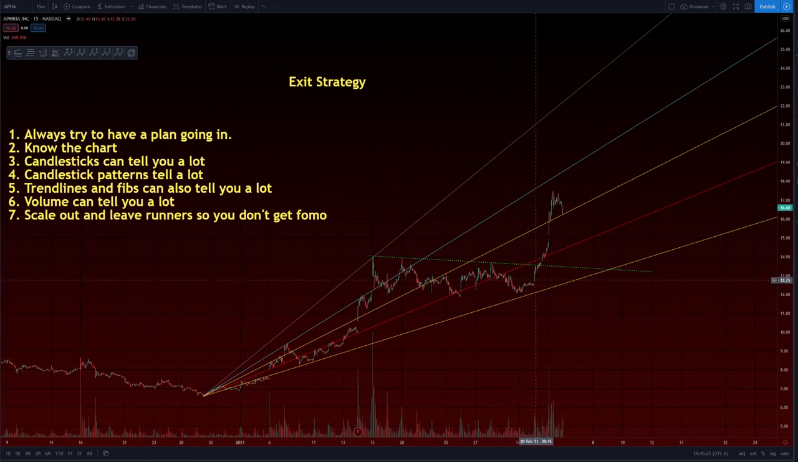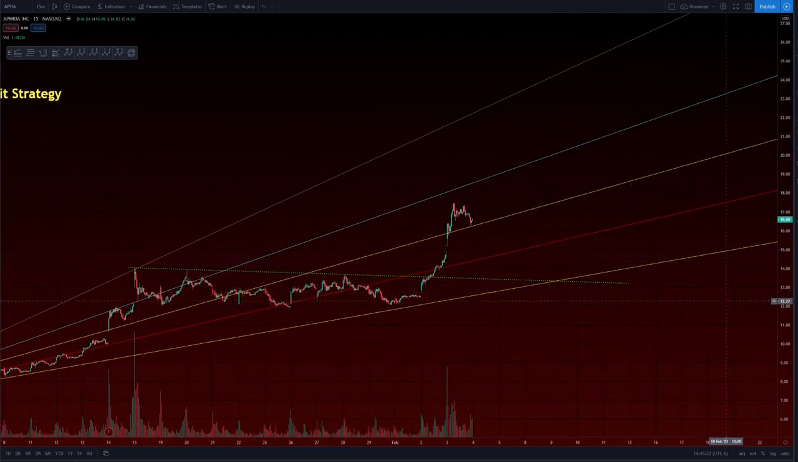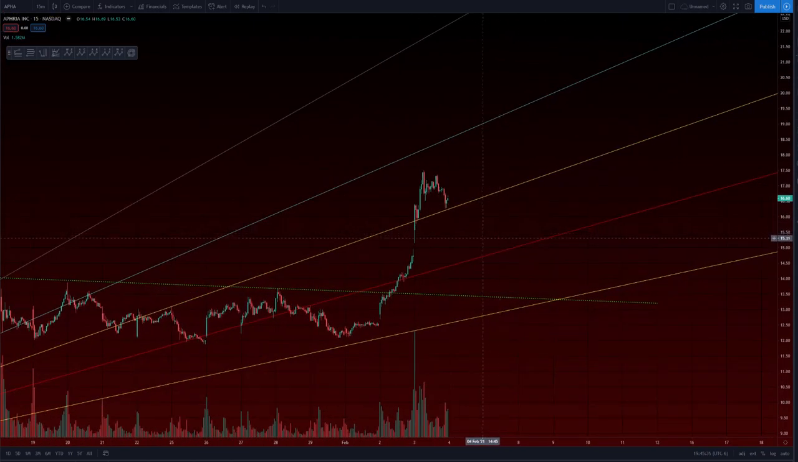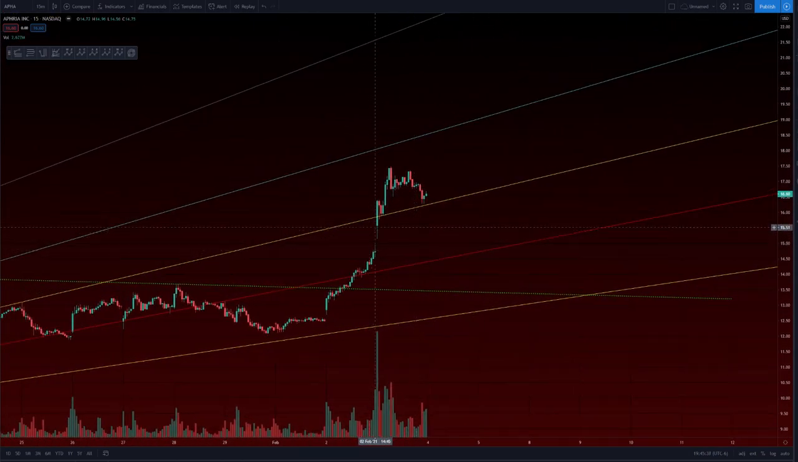So I bought here, and then as it broke this line, I bought more, and then I started to sell on the way up, and I left some runners here. And when it met this resistance here, I'm just going to scale in so you can see this. So what we saw here was basically a bull formation happening, and as it was riding this resistance, there's no guarantee that it's going to go up here.